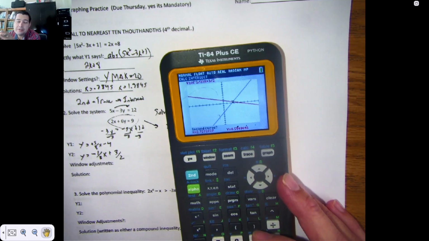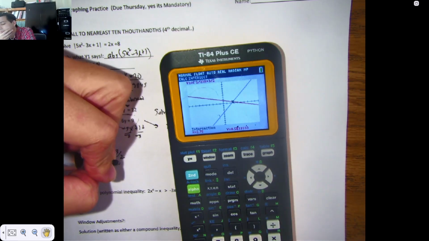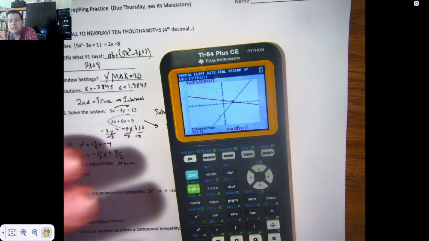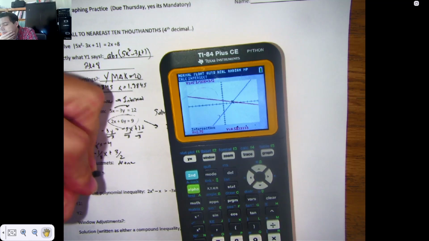Anyways, I did second trace 5, intersect, press enter 3 times. And there you go. There's your intersection. And there were no window adjustments. This one didn't need them. We just did a Zoom 6. We saw our intersection. It's 2 lines. There can only be one intersection. And the x value is about 2.75.